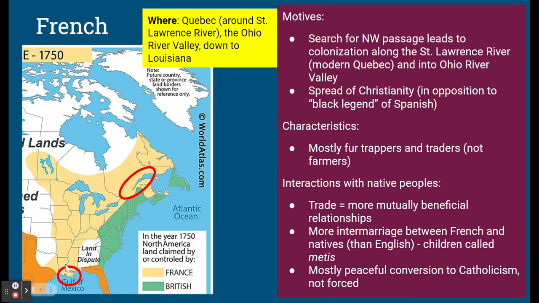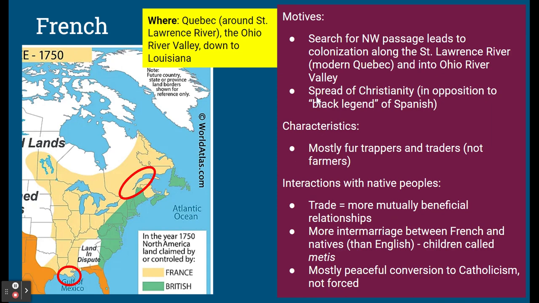And you can see these red circles. This is where the really big populations are. Even though the French claimed all this land in the beige, their major population centers for their colonial regions are going to be in these red circles. So they were motivated initially by a search for a Northwest Passage that would take them to Asia. They did not find it, but it did lead them down the St. Lawrence River.